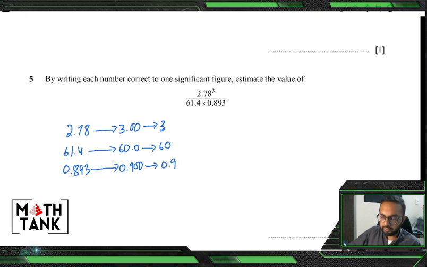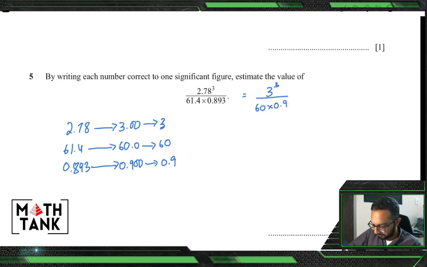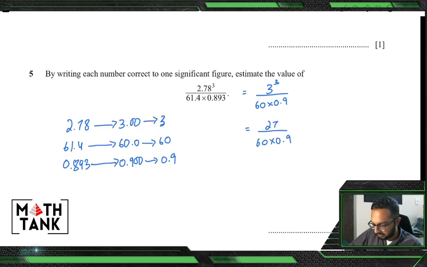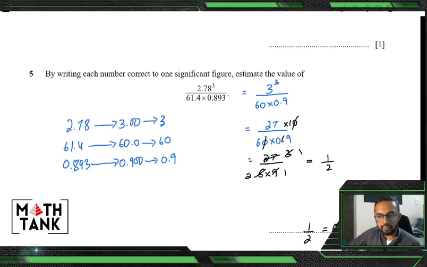Now calculating all of these, I'm going to write 3 cubed over 60 into 0.9. That's 27 over 60 into 0.9. I'm going to remove the decimal, I'm going to generate a 10. The 0 cancels out. So it's simply 27 over 6 into 9. I'm not multiplying because I know it's going to reduce. 9 times 1, 9 times 3, 3 times 1, 3 times 2. That gives me half. So I can write a half, or I can write a 0.5, whichever way I want.